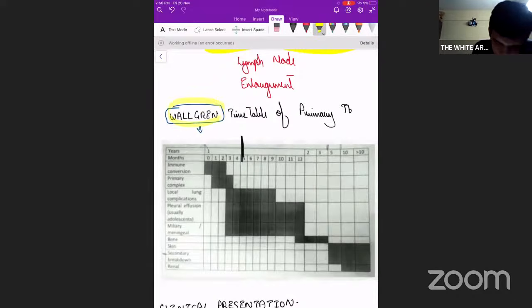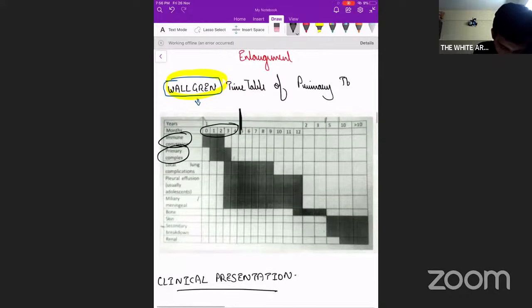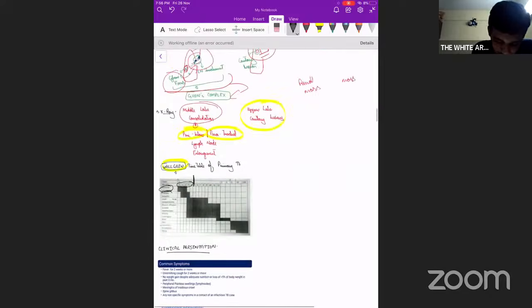This is called the Wallgren's table of primary tuberculosis. It gives the timeline of primary tuberculosis. In the initial few months, there will be immune conversion and primary complex formation, correct? After this, we can have local lung complication between 5 to 9 years. Then pleural effusion can take place. After that, the miliary involvement and the chronic forms can take place.